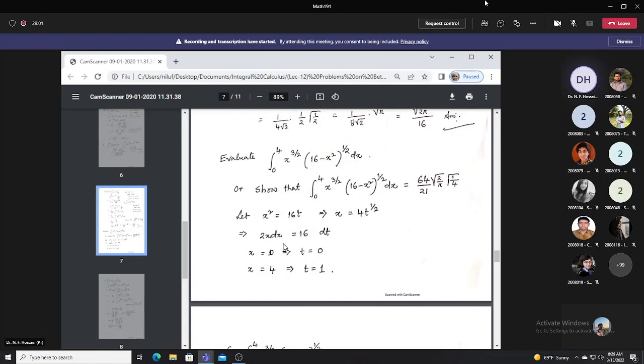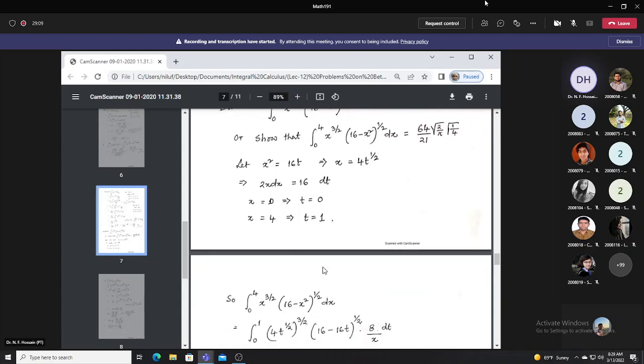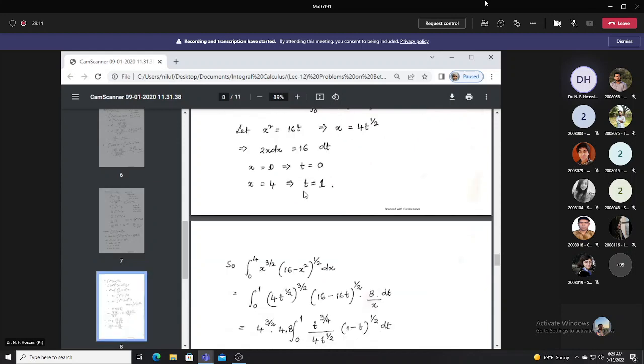See, when x equal to 0, t equal to 0. When x equal to 4, it will be 16, so t should be 1. Yes. Now the limit becomes 0 to 1. For x, it is 4t to the power half, so (4t to the power half) whole to the power 3 by 2. And here (16 minus 16t) whole to the power half.